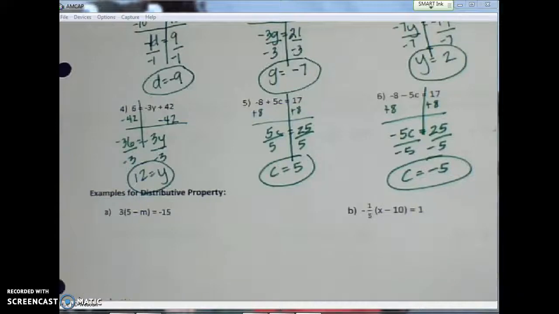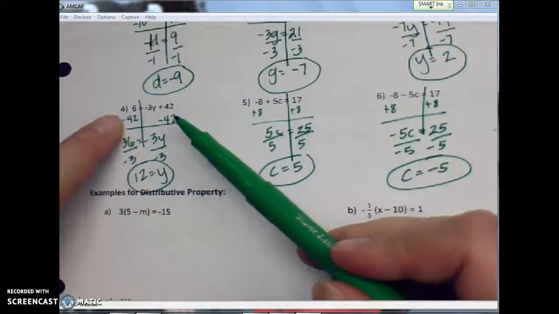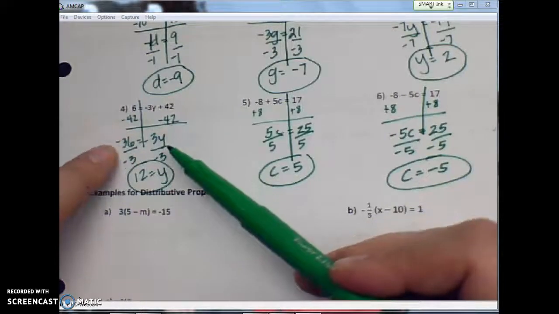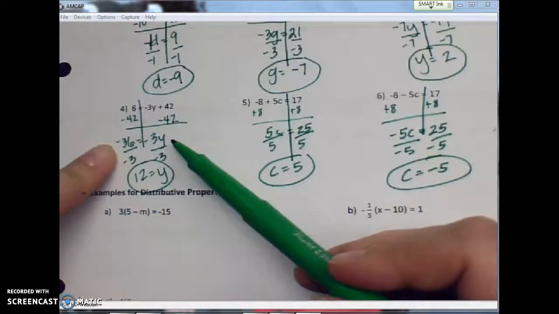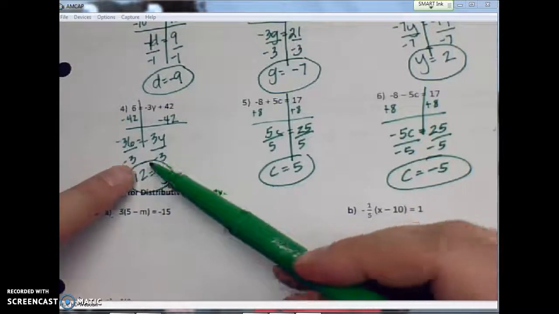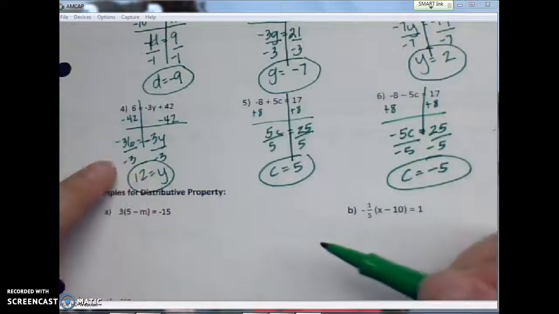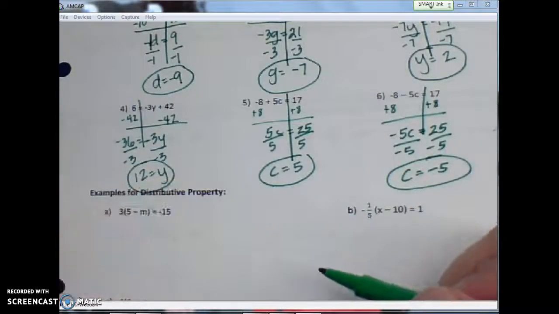Okay, so you should have finished up 4, 5, and 6. Notice on number 4, you would start with subtracting 42 from both sides. We end up with a negative 36 equals 3y. We divide by a negative 3 to both sides. That was a negative 3y, excuse me, that's a negative right there. So we end up with 12 equals y.